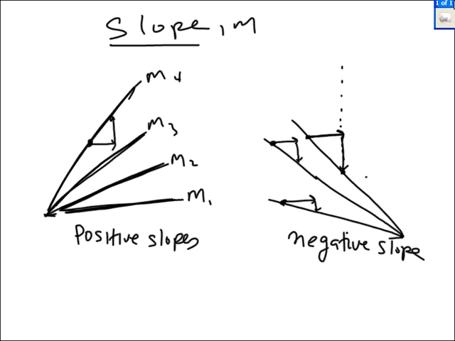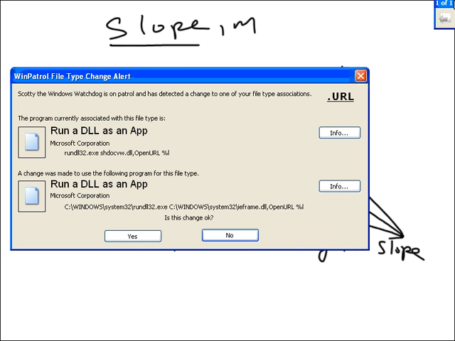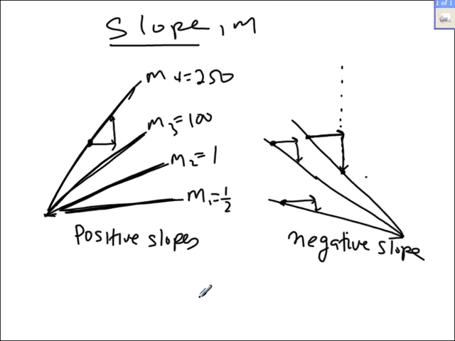Our slope is a number, and it talks about how steep the line is. The steeper the slope, the bigger the number. Maybe this slope would be a half. This slope's a little steeper, maybe it's 1. But they grow rapidly. Maybe this is 100. And this slope, the top one, is 250.